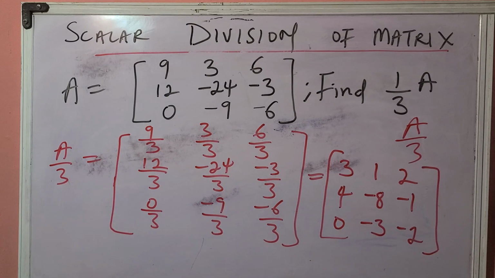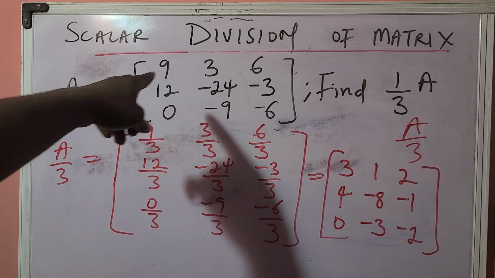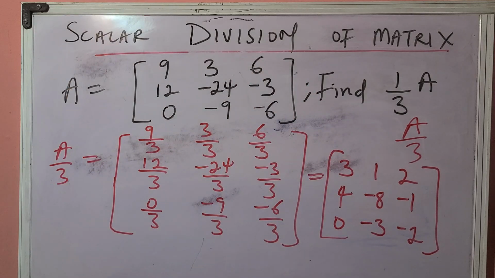This gives us the resultant of our scalar division. So it's just that simple. All you have to do when deciding to make use of scalar multiplication or scalar division is to make use of the scalar with every element of the matrix, and that will work every time. Sometimes your scalar is given as a whole number, sometimes as a negative number, or sometimes it could be a symbol. But whatever scalar you are given, you have to just follow the same procedure.